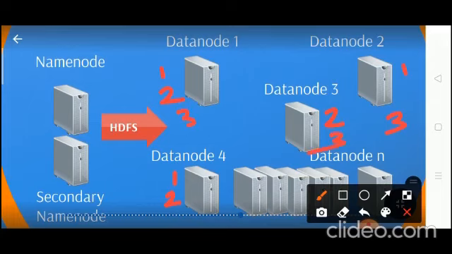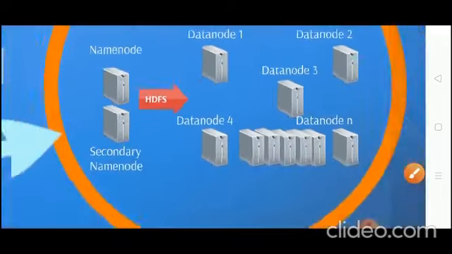So likewise, chunk 4 will be stored here and its copy will be available here as well as here. So likewise, the entire data is divided into different data nodes, and these data nodes will be further processed in case of MapReduce. So this we need to understand from this.